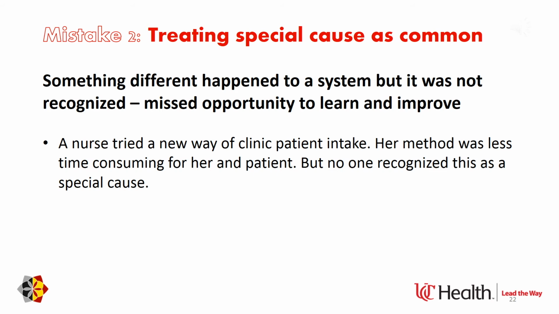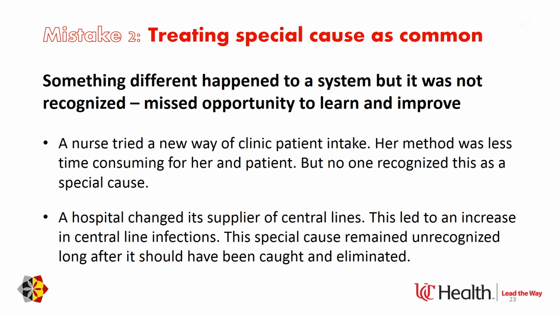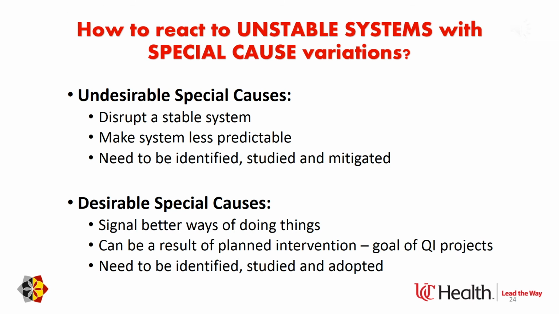An opportunity was missed. In another example, a hospital changed its supplier for central lines. This caused an increase in the rates of central line infections. However, this was not recognized as a special cause variation in a timely manner, and patients continued to suffer. Let's see how we should react to a system that is unstable and has special causes. The question is, is the special cause in the desirable direction or the undesirable? If it's an undesirable special cause, we need to remove them and find a mitigation strategy to prevent the system from its influence, as they make the system unstable and unpredictable.